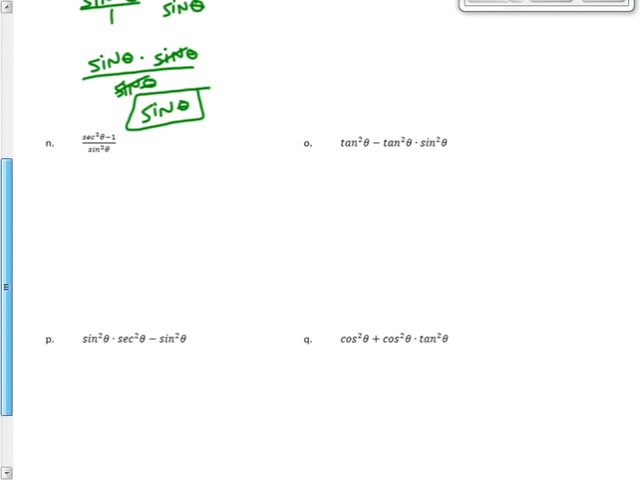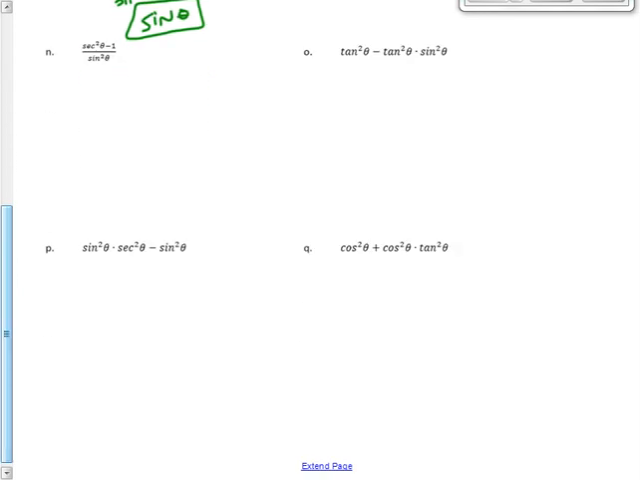Now, the problems down at the bottom, when I look at O, P, Q, these look like problems where I may want to just jump in and try to change things to sines and cosines. But again, there's a faster way. If I've got something that can be factored, I want to try to factor it first. It doesn't matter which one we look at, they're all about the same. So let's take a look at Q here. I've got cosine squared in both of these, so I'm going to factor out a cosine squared. When I do that, cosine squared divided by cosine squared is 1. Cosine squared tangent squared divided by cosine squared is just tangent squared.